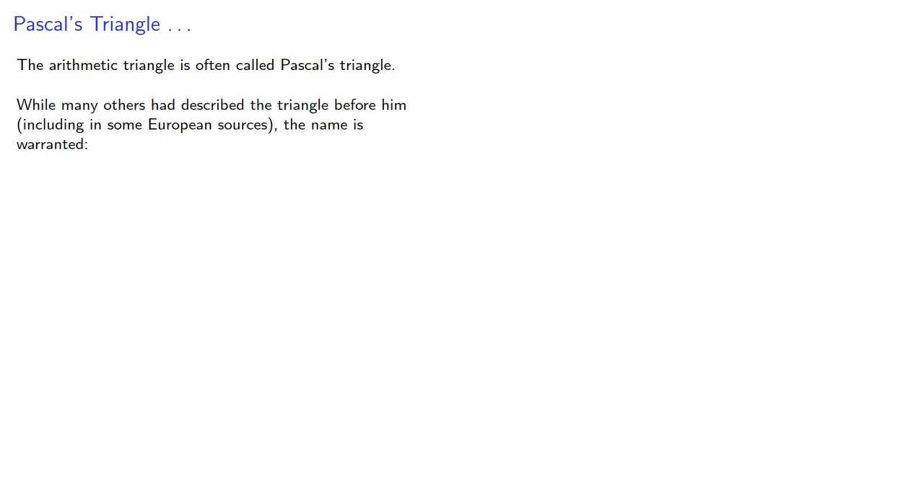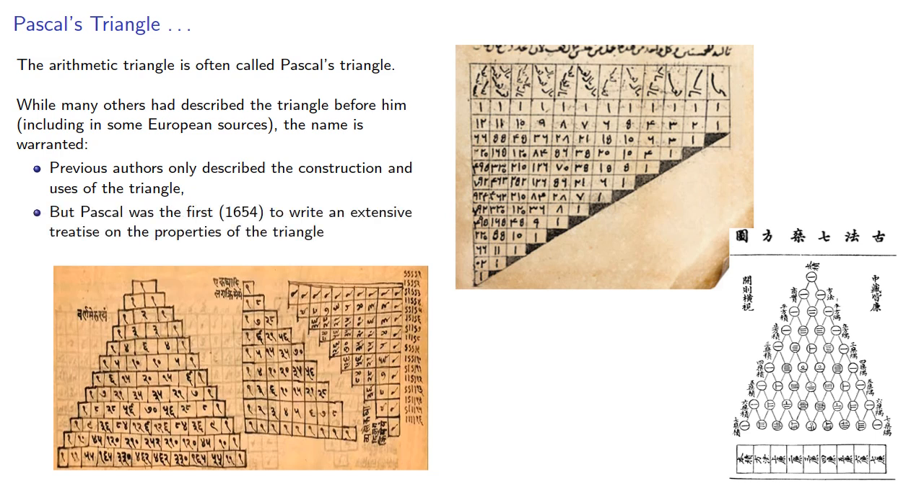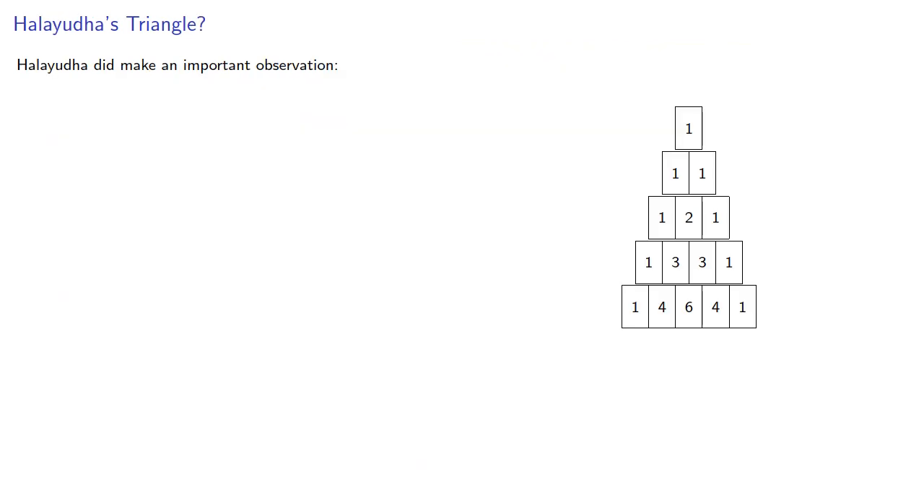The arithmetic triangle is often called Pascal's triangle. While many others had described the triangle before him, including some European authors, the name is still warranted because previous authors described the construction of the triangle, but Pascal was the first to write an extensive treatise on its properties. However, Halayudha did make an important observation.